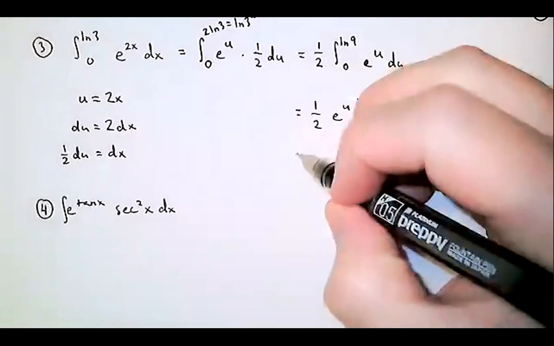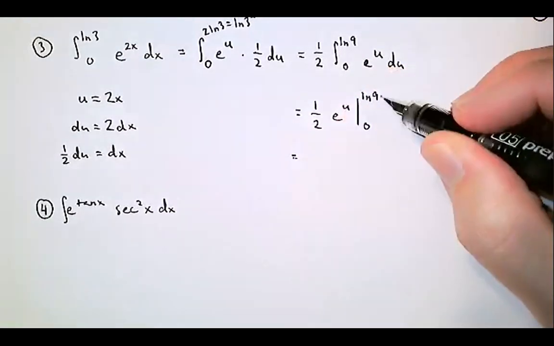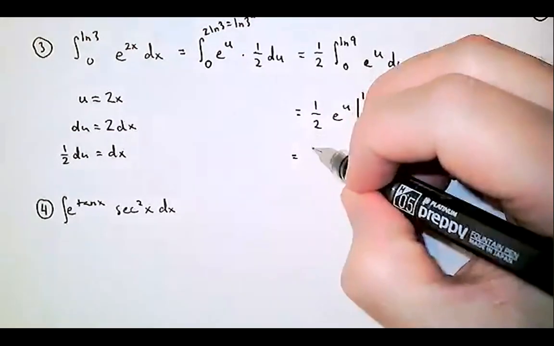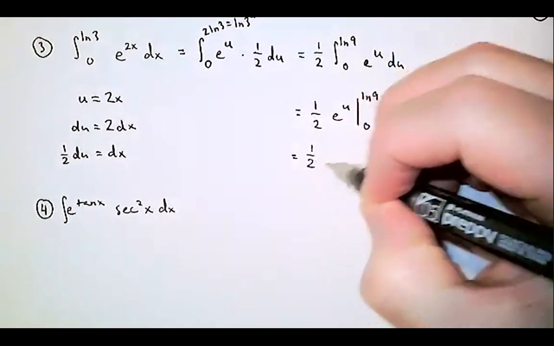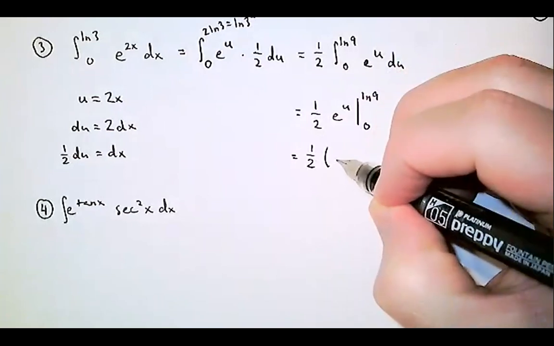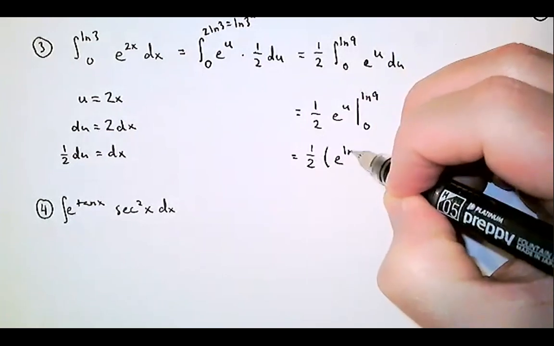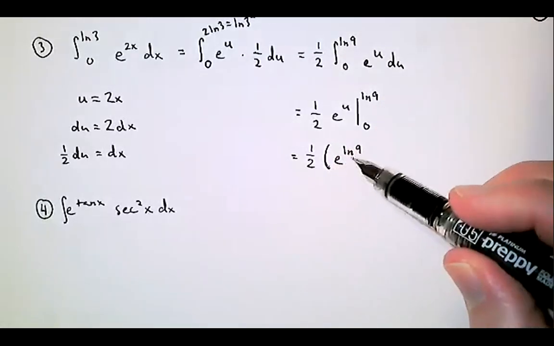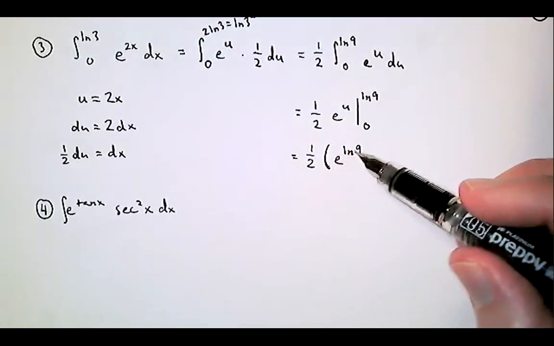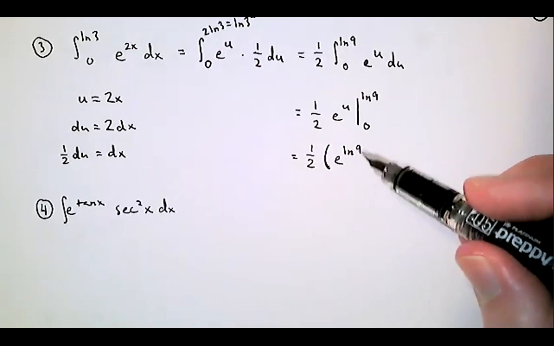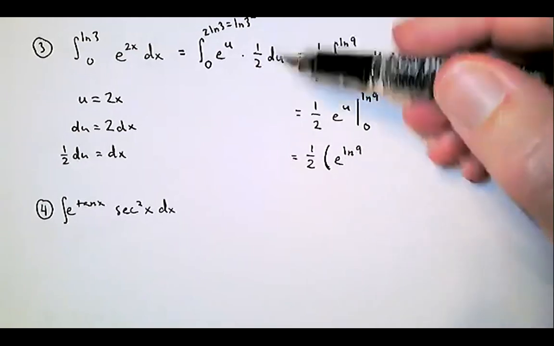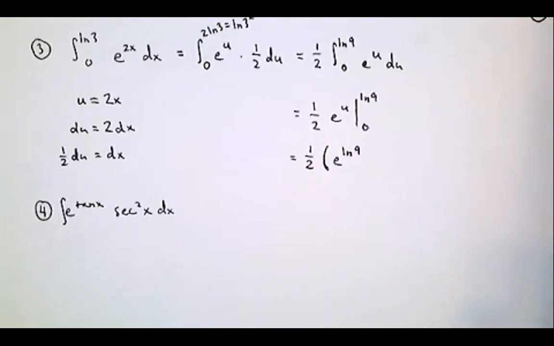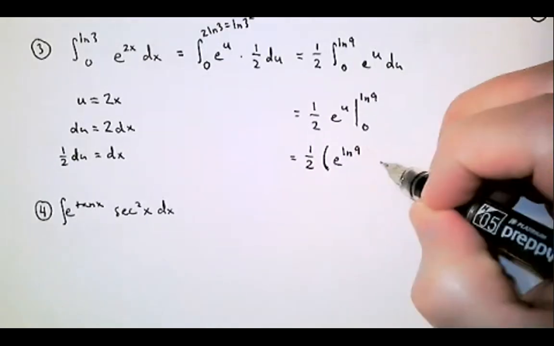And this last step is the reason why I changed this around to a log 9, as you'll see in just a second, because when I plug in log 9 into the exponent of e, the e and the natural logarithm will cancel each other and just leave the 9 by itself. And if I had left 2 log 3 here, that cancellation wouldn't work, or it wouldn't be quite as nice.